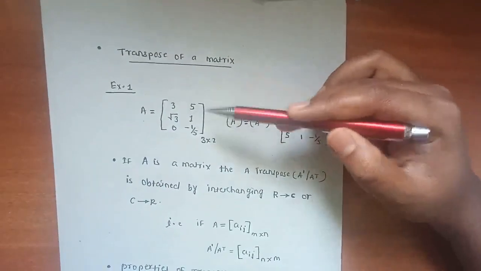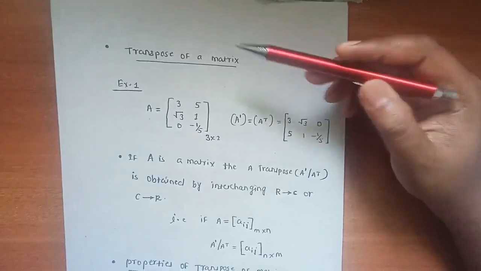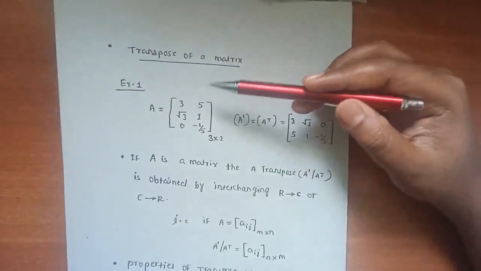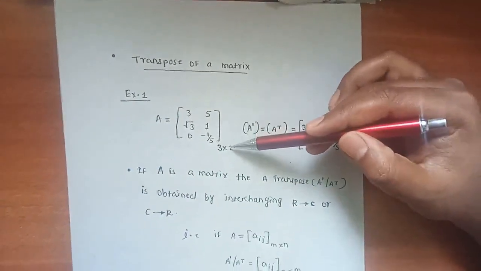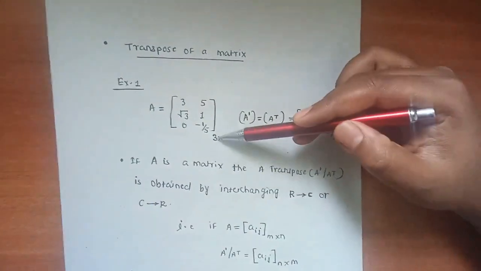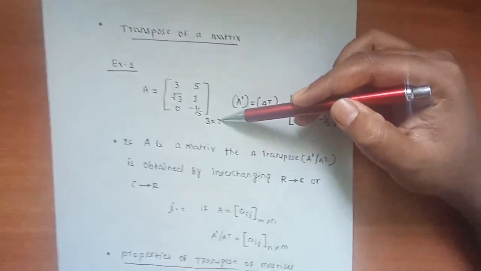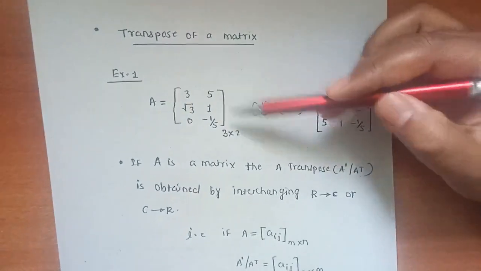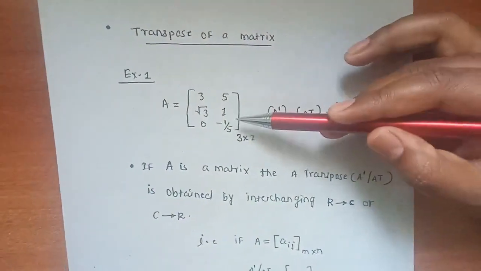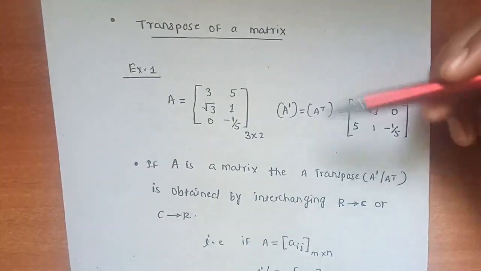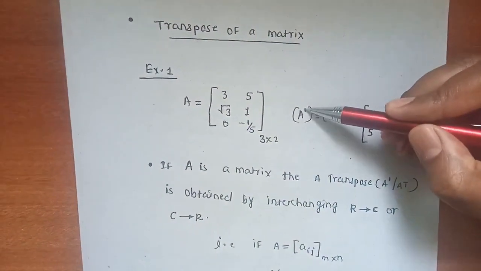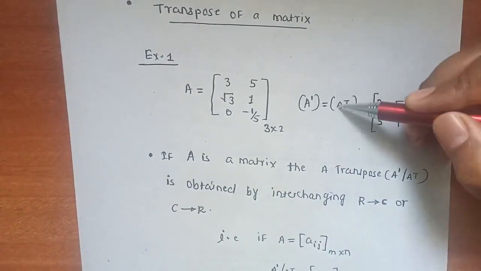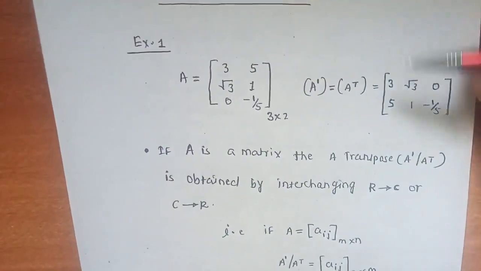So the transpose of a matrix is converting the rows into columns or columns into rows. Just see this example. This is a matrix they have given. The order of this matrix is 3 by 2, that means it consists of 3 rows and 2 columns. So 3 5 is the first row, root 3 1 is the second row, 0 minus 1 by 5 is the third row. So A transpose, we can write A with a dash on its head, or A T, whatever you like to represent.